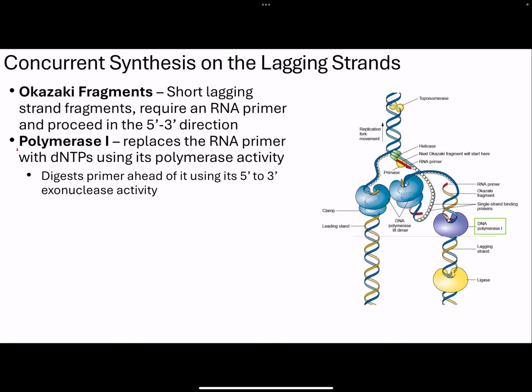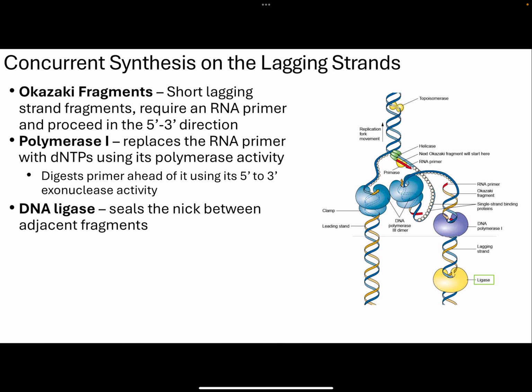That process is carried out by polymerase 1. So polymerase 3 is our major polymerase replication engine. Polymerase 1, this purple enzyme, is going to be responsible for removing the RNA primers and then filling in the gaps that are left behind. And specifically, it does this with its 5' to 3' exonuclease activity. And I have that diagrammed in a little bit. We'll come to that.